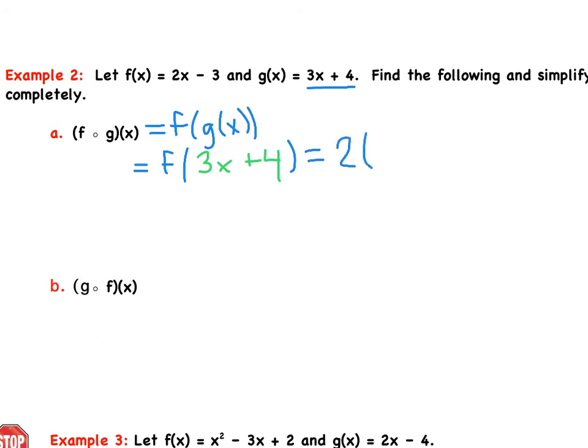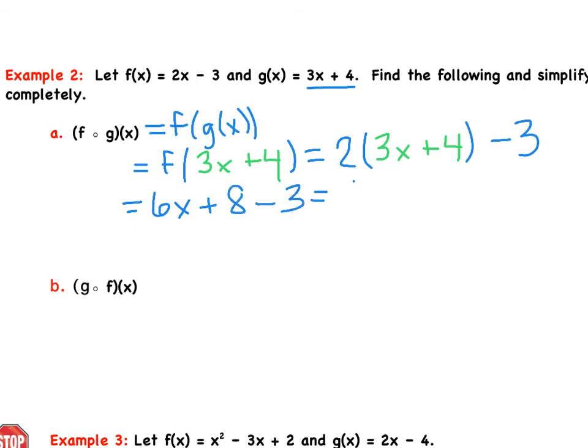So this is what it's going to look like: 2 times 3x plus 4 minus 3. I just took that equation of f of x, and instead of x, I substituted in 3x plus 4. Now I can solve. First going to distribute the 2. 6x plus 8 minus 3. Combine like terms. 6x plus 5 is my final answer. And 6x plus 5 is equal to f of g of x.